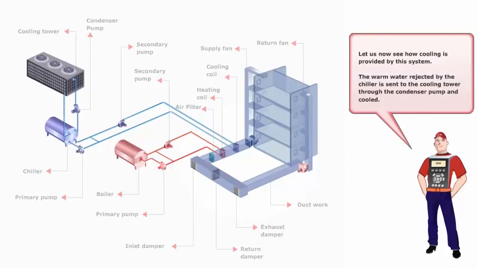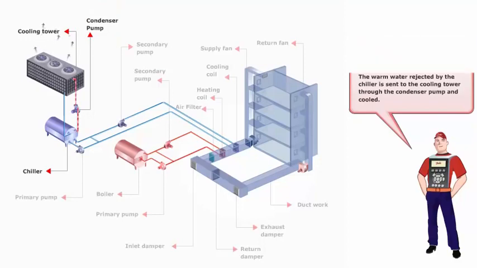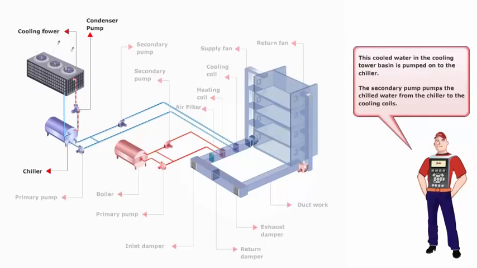Let us now see how cooling is provided by this system. The warm water rejected by the chiller is sent to the cooling tower through the condenser pump and cooled. This cooled water in the cooling tower basin is pumped onto the chiller. The secondary pump pumps the chilled water from the chiller to the cooling coils.